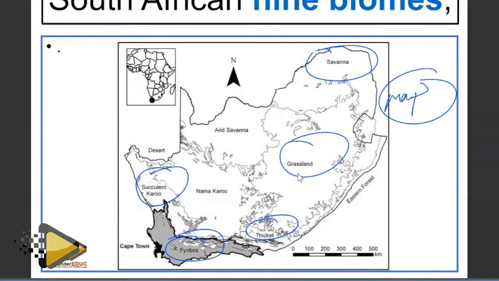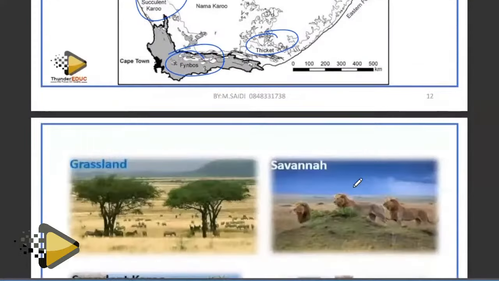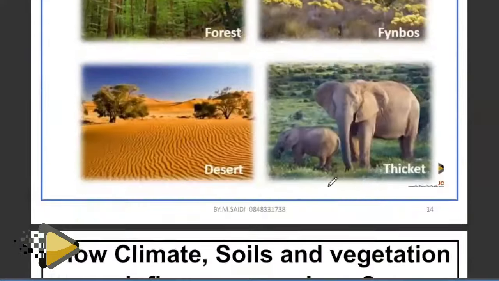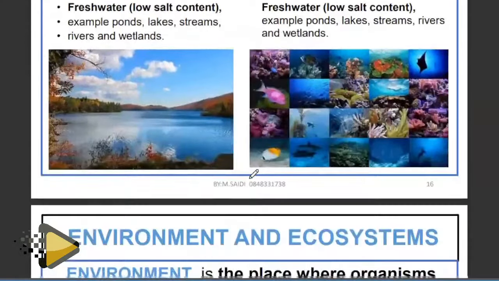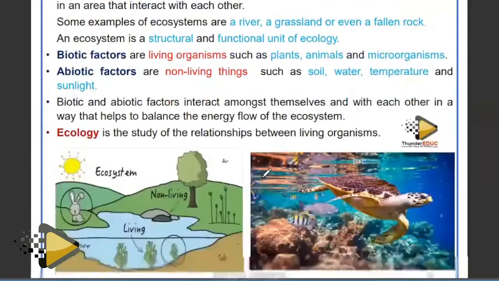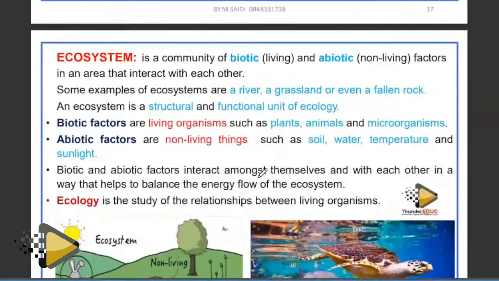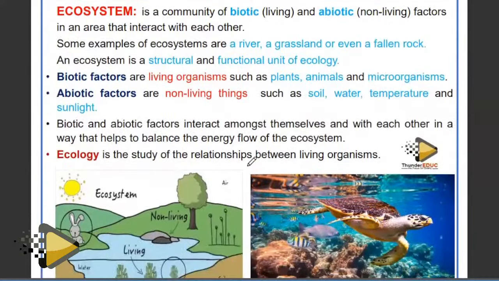So, guys, please make sure that you know all the biomes. Not too many characteristics, at least you know one or two. But you must know where they are located, because in most cases, when we ask you questions, we ask about where they are located. Then all this is biomes, but the map, make sure that you maximize that.